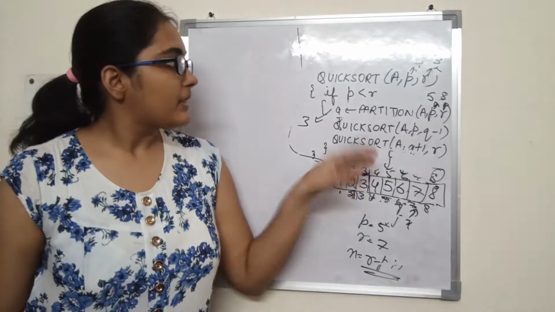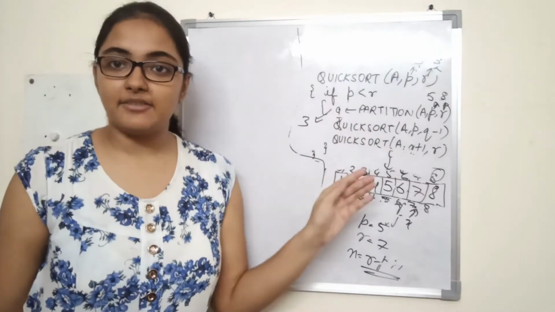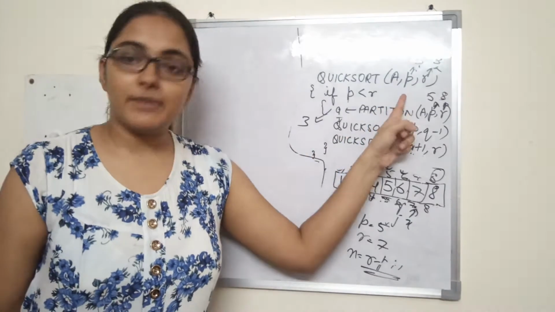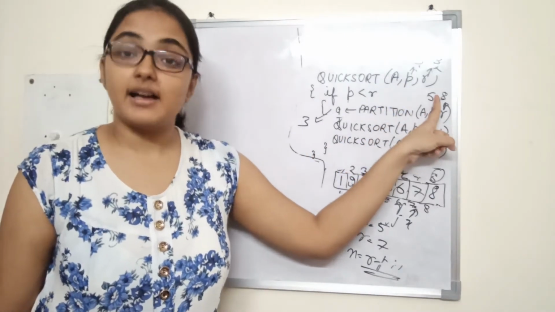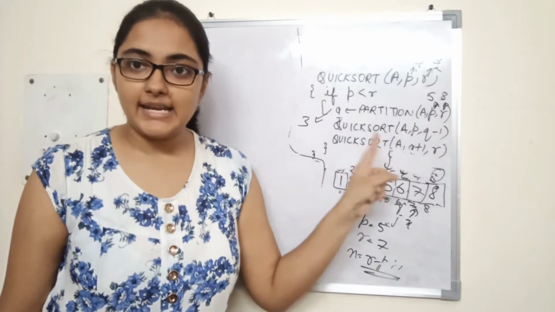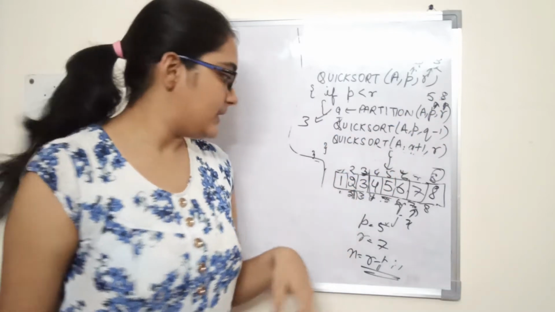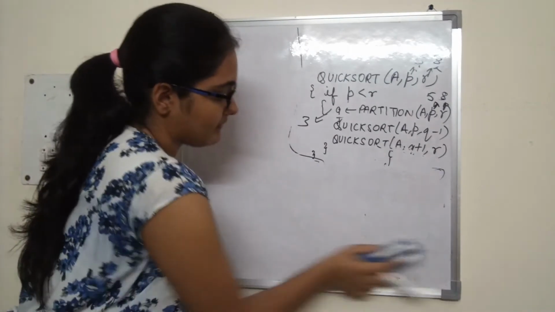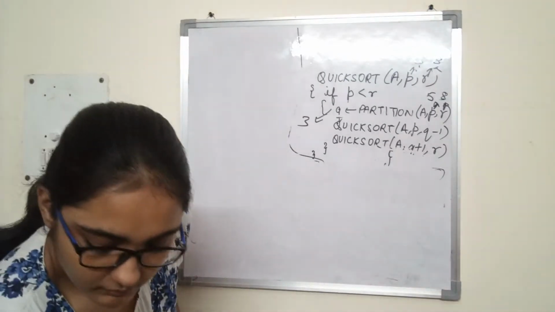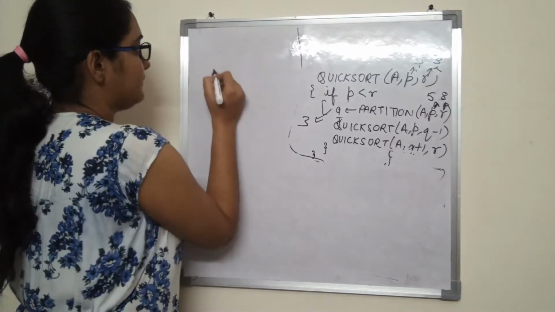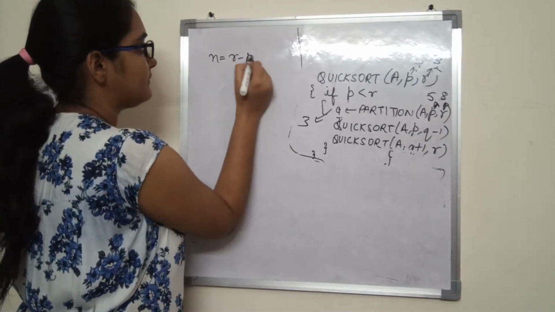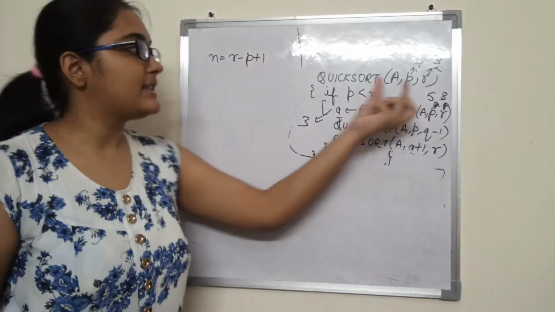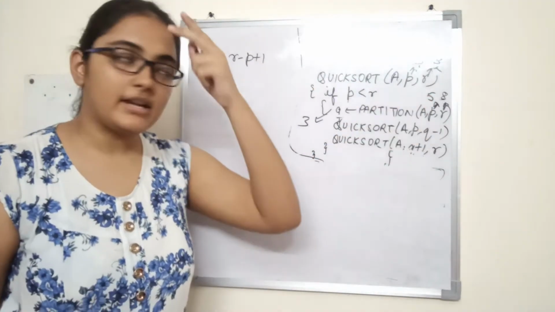Let us say there are n elements that we wish to sort using quicksort. That is, the number of elements from index p to index r is n. That is, n is equal to r minus p plus 1, which we also discussed in the previous video. So these are the number of elements that we wish to sort using quicksort, right?